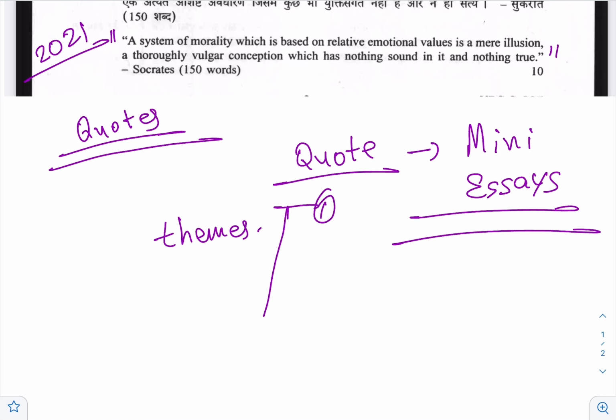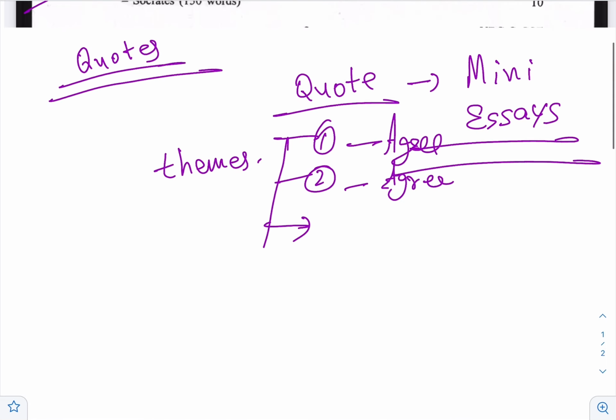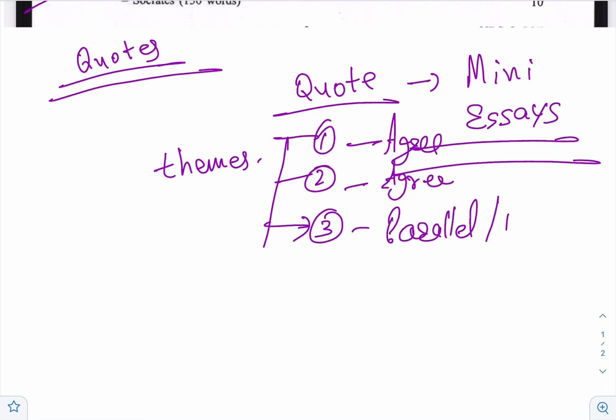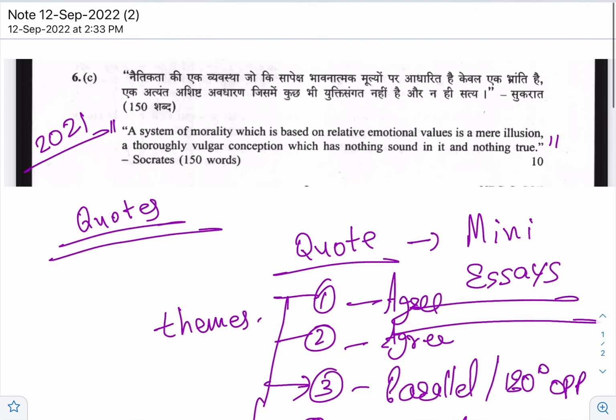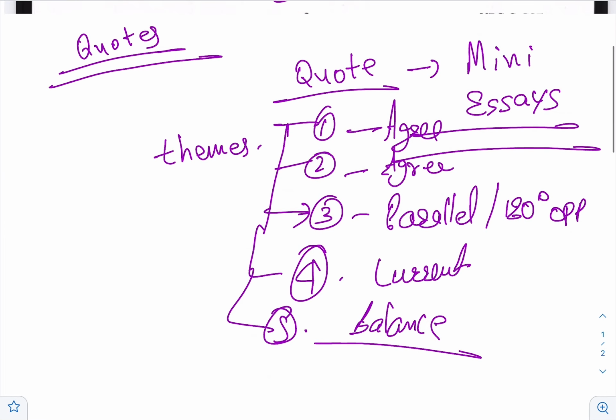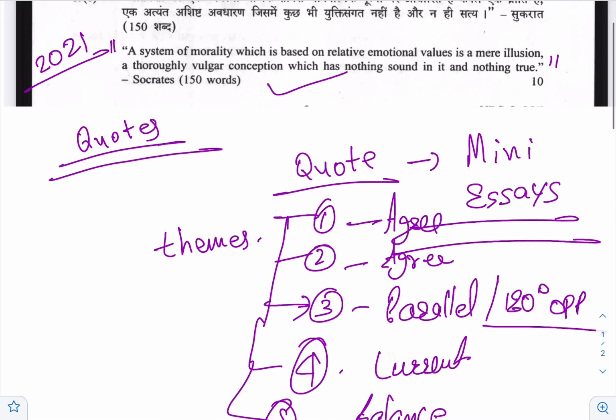In the first 2 themes, you have to agree to what has been written in the quote. You have to agree by giving examples, substantiating your statements, etc. In the third theme, you need to give a parallel dimension of what has been written in the quote, or a 180-degree opposite dimension. In the fourth theme, you have to connect the quote with current affairs. And in the fifth theme, you have to balance it out by giving a solution which balances what has been written in the quote as well as any parallel dimension or opposite dimension that exists.